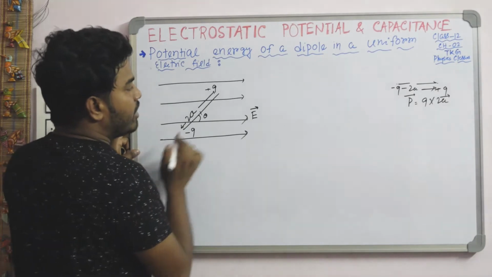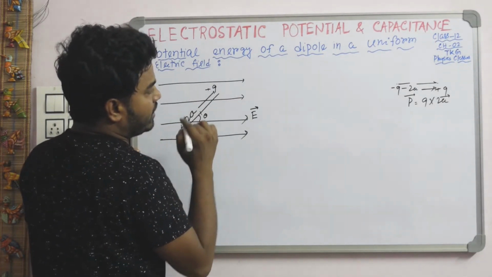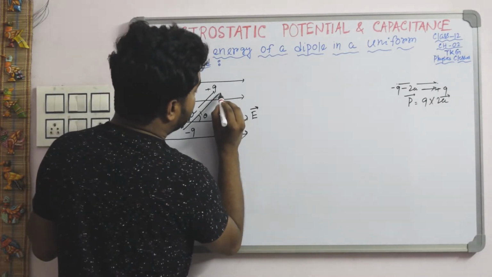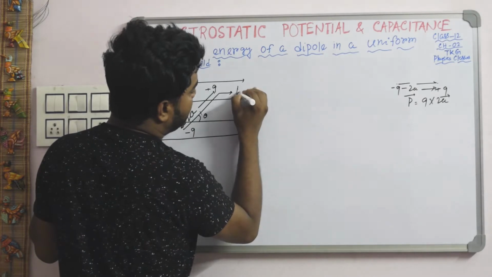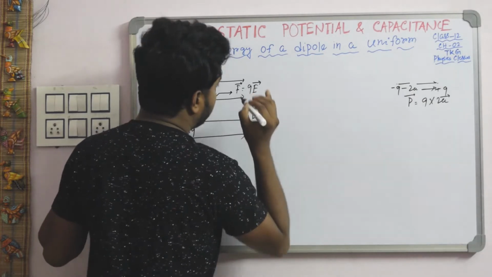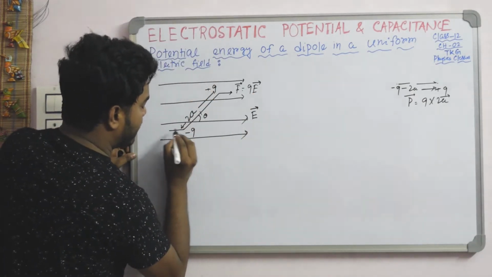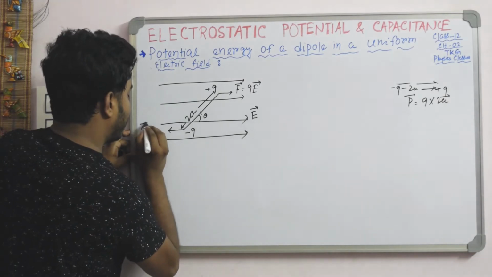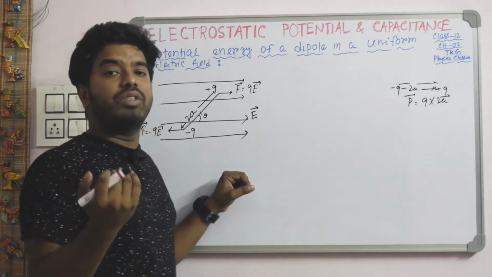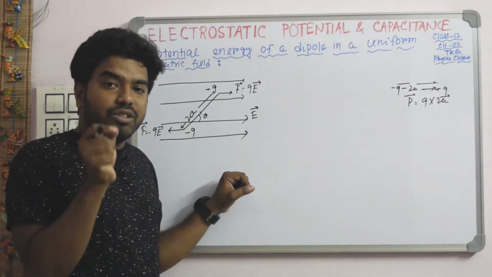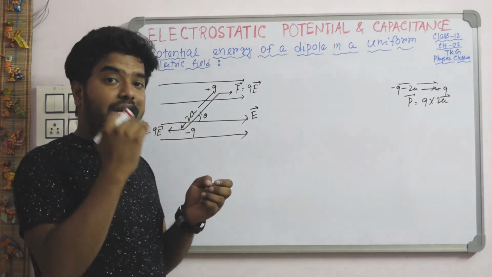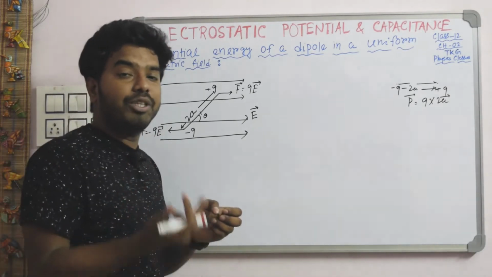So for the plus q charge, there is an electrostatic force which is directed along the direction of the electric field, and this force expression is F equals q into E. And for the minus q charge, there is another force, F equals minus q into E. So there are two equal and opposite forces, and these two forces form a couple, and the torque exerted by this couple, what will be the expression of this torque?